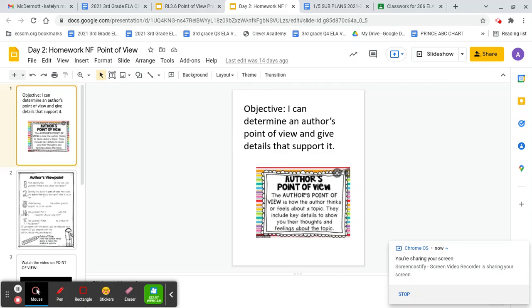Boys and girls, today we are going to continue to work on author's point of view. Remember, author's point of view is how the author thinks or feels about a topic. They include key details to show you their thoughts and feelings about the topic. This is different from author's purpose. Author's purpose is the reason why they write, and we know authors write to inform us, to entertain us, or to persuade us. We are specifically focusing on what their point of view is. How do they feel about a topic?